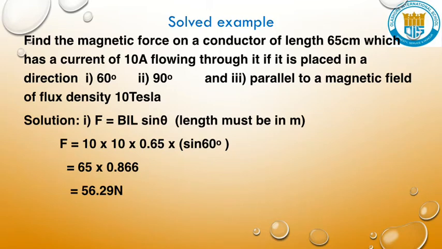So doing that, you have 10 times 10 times 0.65. 0.65 is from your conversion of 65 centimeters to meters. And then sine 60 degrees, because the angle between the conductor and the magnetic field of the magnet is 60 degrees. When you multiply that, you get 56.29 newtons.